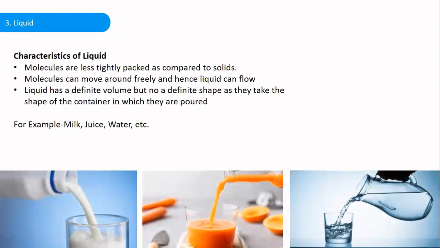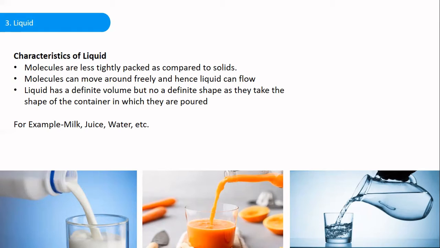The second state of matter is liquid. Liquids are molecules which are tightly packed, but they have air spaces in between them. So we can say the molecules are less tightly packed as compared to solids. And this characteristic of liquids makes them flow. The molecules can move around freely and hence liquids can flow. That's why whenever water is spilled on the table, it spreads all over.